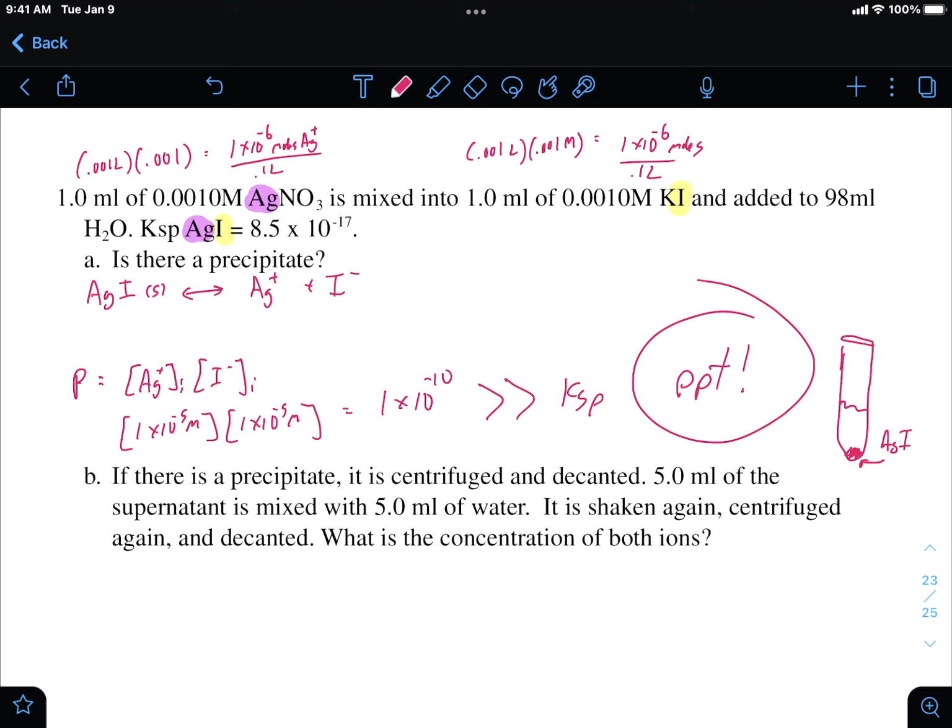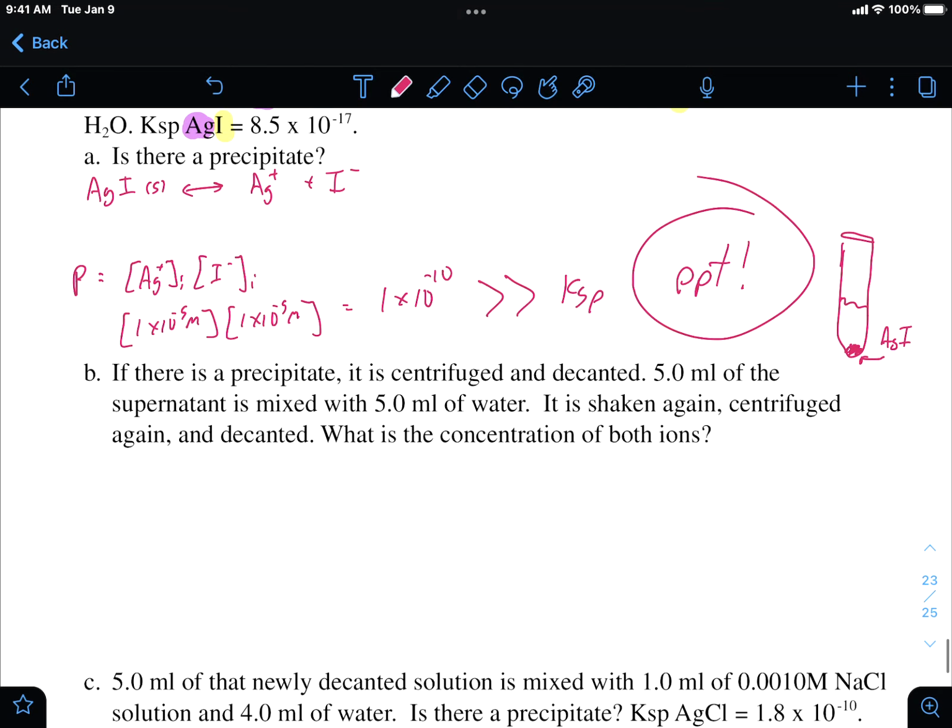Is this solution saturated? Yes, it is at equilibrium. If solids form, that is evidence that you are at equilibrium after much shaking. If they're still there, then you are at equilibrium. All right. So, if there is a precipitate, it is centrifuged and decanted. 5 milliliters of the supernatant is mixed with 5 milliliters of water. It is shaken again. Okay, what's the concentration of both ions?